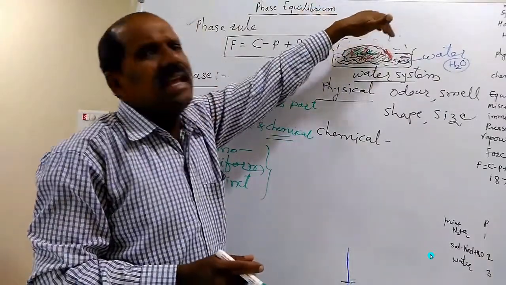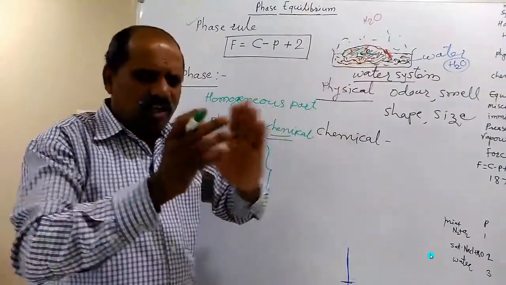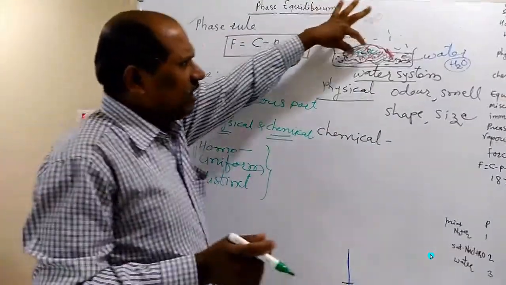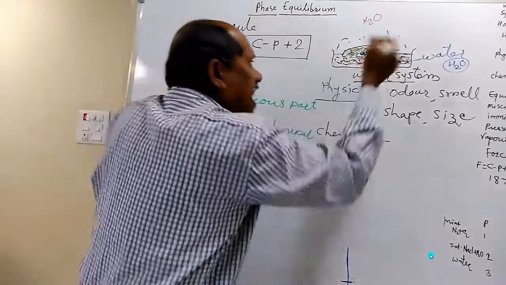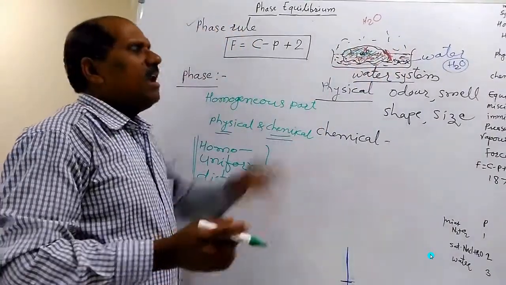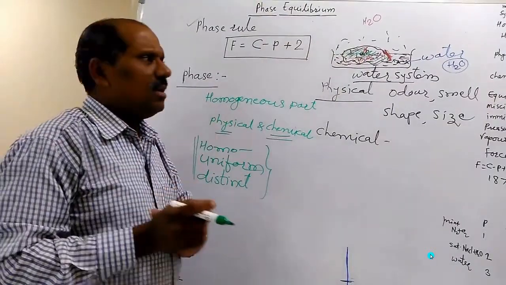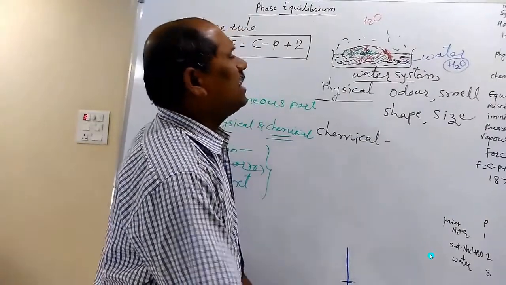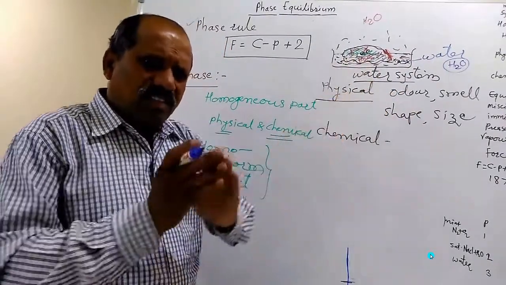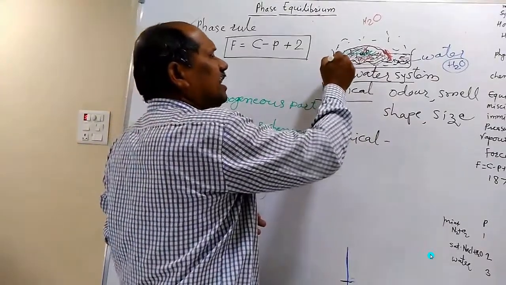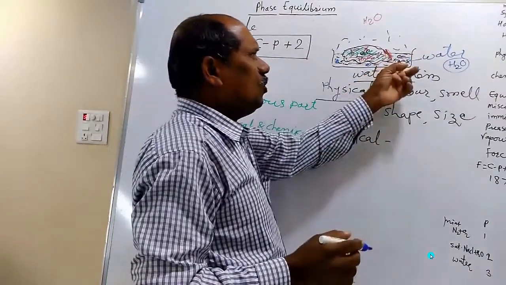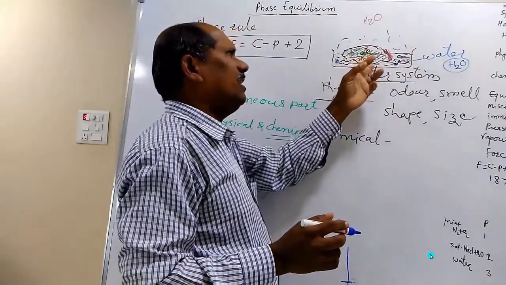Why are these three phases? Because vapor is in a gaseous state, ice is in a solid state, and water is in a liquid state, so they are physically different. But in the ice, at every point, all physical and chemical properties are the same throughout that large piece, and hence ice is acting as a single phase. Water is acting as another phase, because in the water all physical and chemical properties are the same throughout. Here it is physically liquid, here also liquid, here also liquid. Chemically, here H2O, here also H2O, here also H2O.